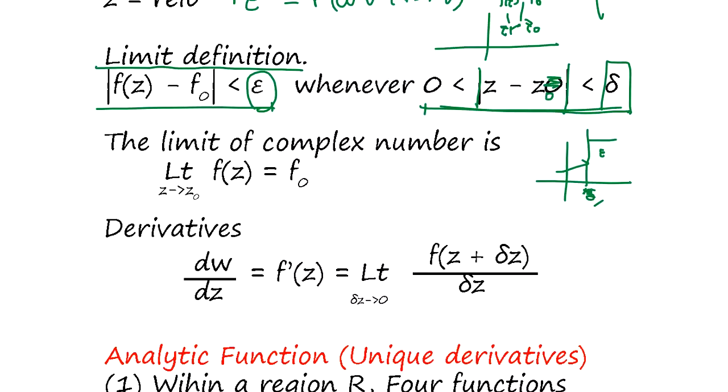So if the function is continuous, then we can take the limit. For a complex number, we write LT, capital. For most complex number functions, we use capital letters, LT, okay? So the derivative is defined by this.